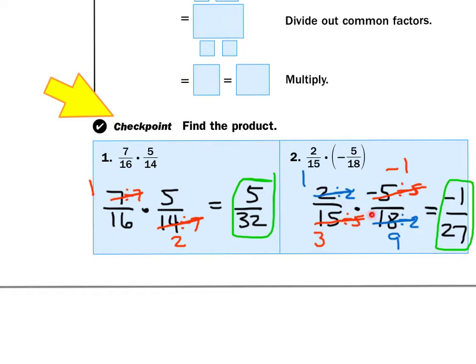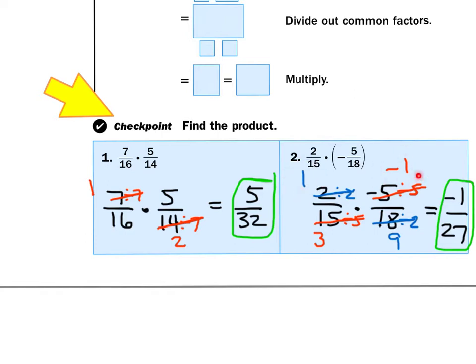Okay, take a look at the 2 and the 18. I see that they have a common factor of 2, so I divided both by 2. 2 divided by 2, I crossed it out and made it a 1. 18 divided by 2, I crossed that out and made it a 9. And now I multiply numerator times numerator.